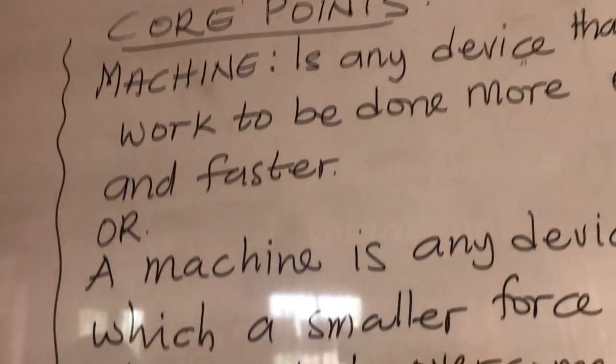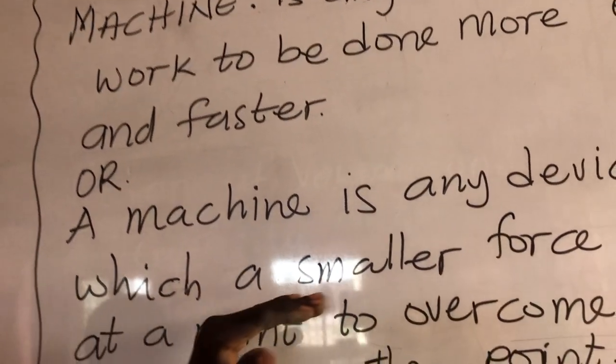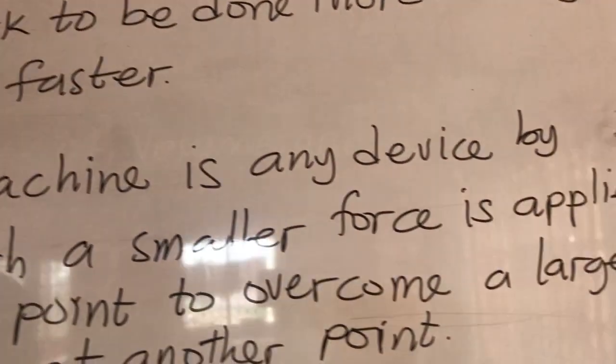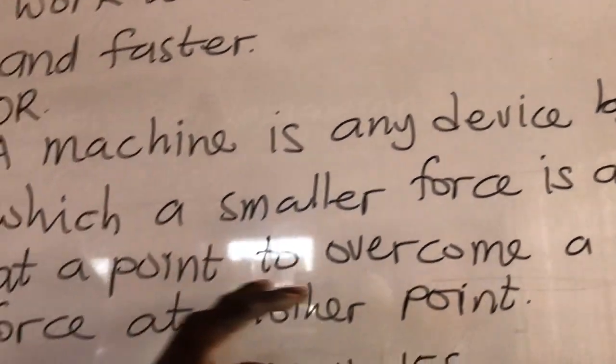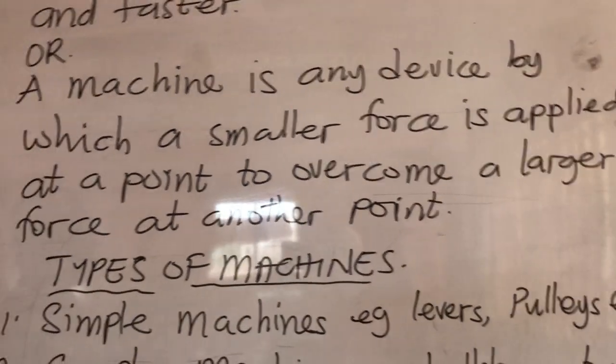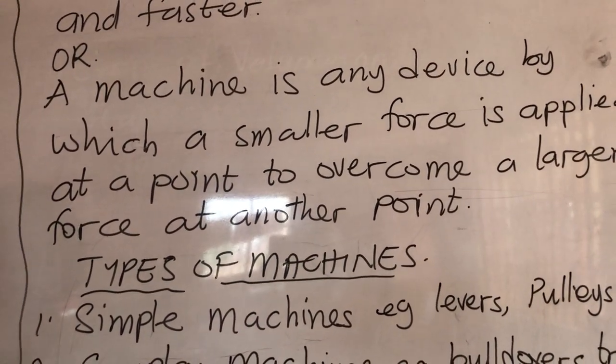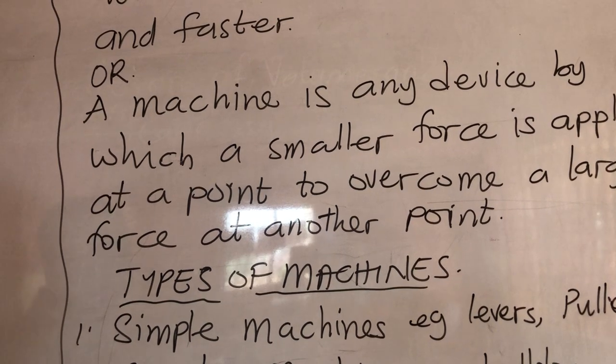Or you can also define it as any device by which a smaller force is applied at a point to overcome a larger force at another point. That is a machine for you. Now we have types of machines, or the various machines.